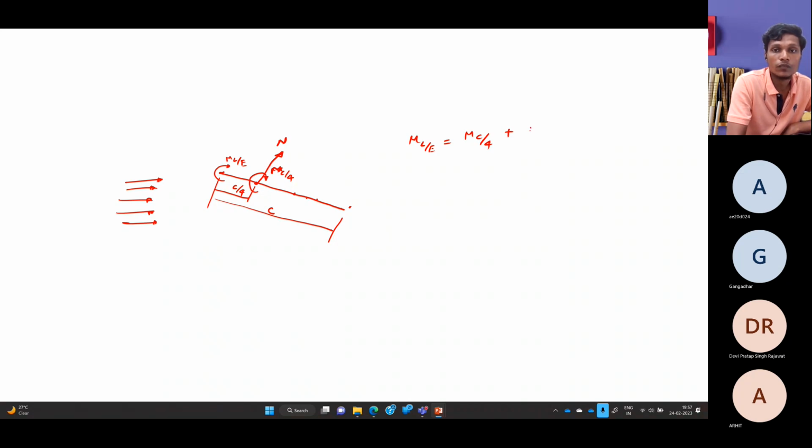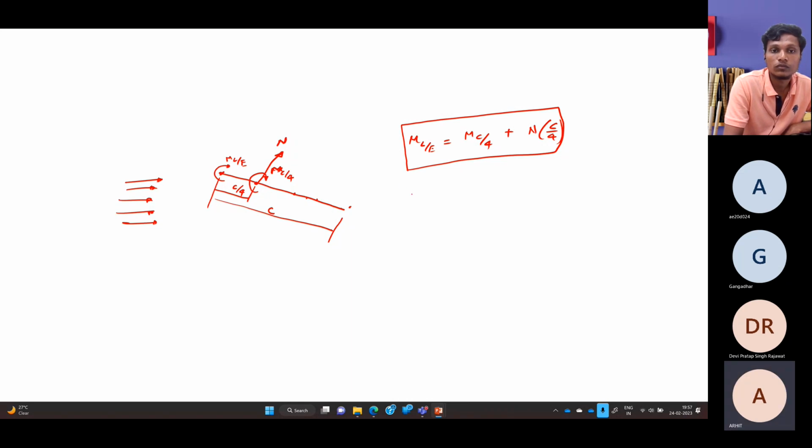What is creating it? The normal force is creating it. Moment is nothing but force times distance. What is the distance between this normal force and the leading edge? This is the normal force times C by 4. That's it. It is the most common practice.